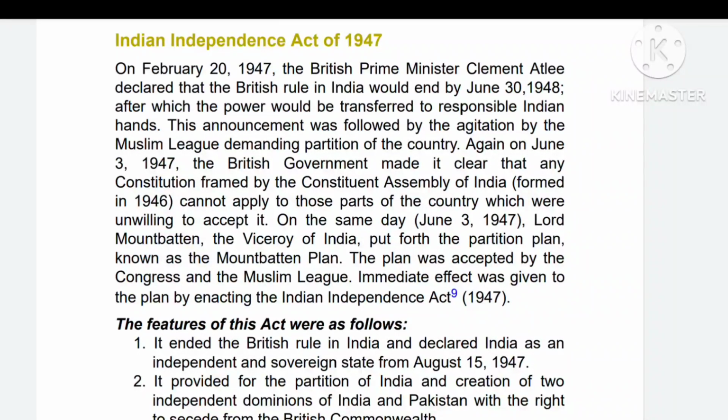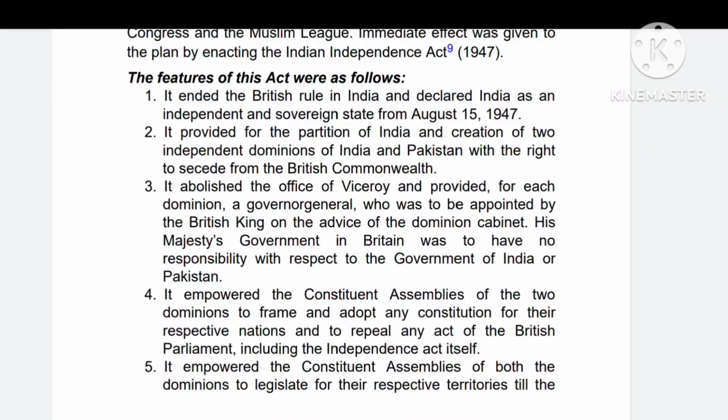Immediate effect was given to the plan by enacting the Indian Independence Act 1947. The features of this act were as follows. Number 1. It ended the British rule in India and declared India as an independent and sovereign state from August 15, 1947. Number 2. It provided the partition of India and creation of two independent dominions of India and Pakistan with the right to secede from the British Commonwealth.